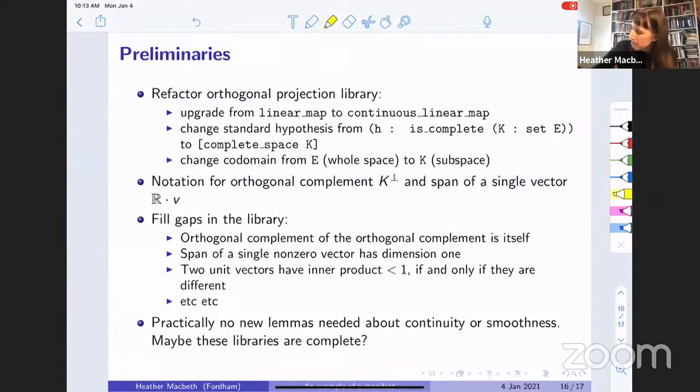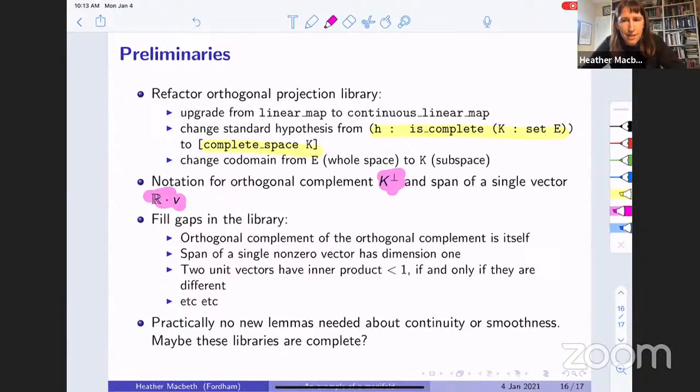So I refactored the orthogonal projection library. I improved it in various ways. I made the previous linear map a continuous linear map. I changed the standard hypothesis on completeness from the old version to something that could be checked by type class inference. And I bundled it a little bit more so that the codomain became the space you're projecting onto rather than the whole space. I introduced these new notations that I've been using in the talk.